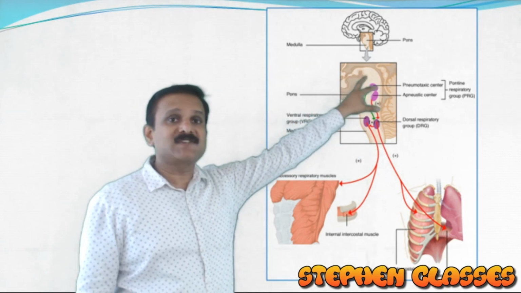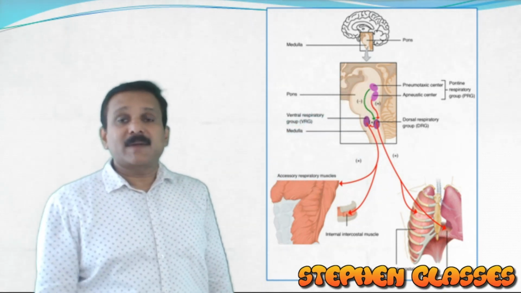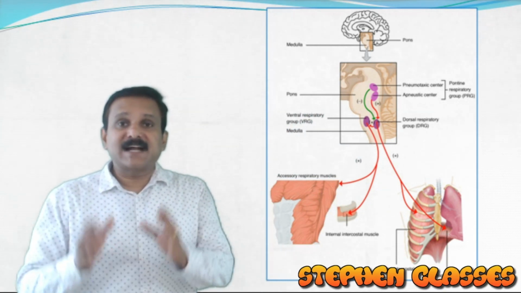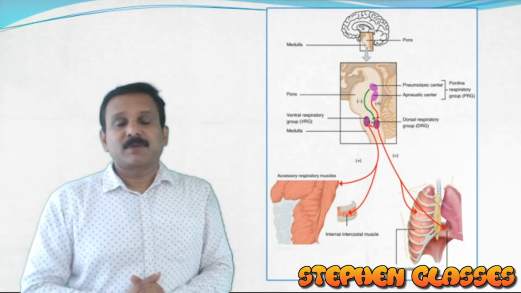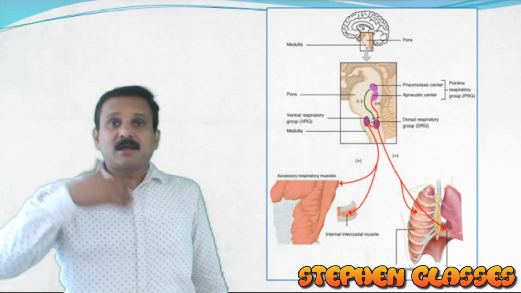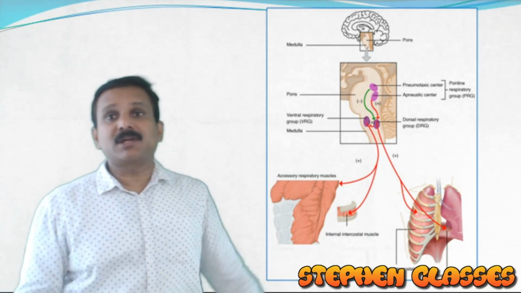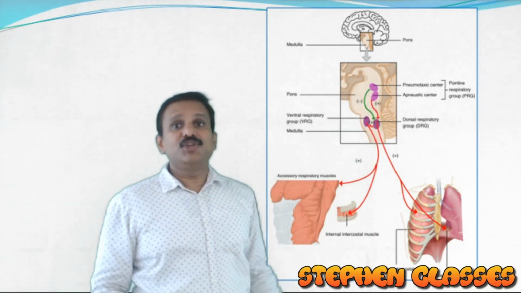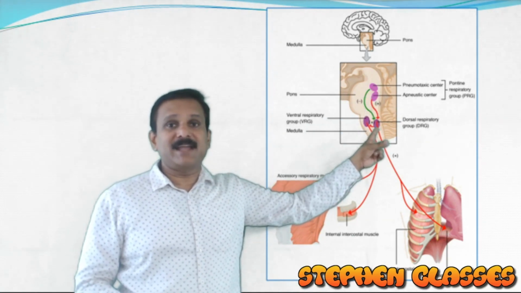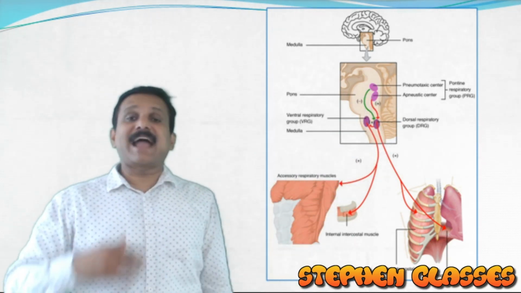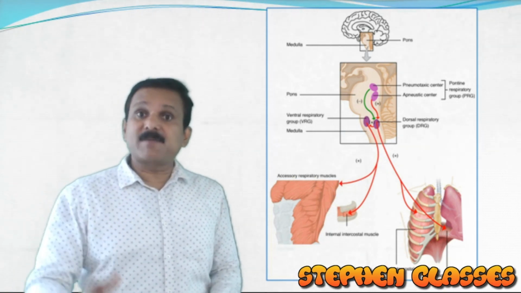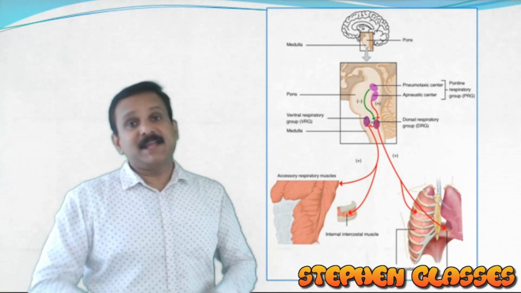What about the pons region? In the pons region, you can see the pneumotaxic center. The pneumotaxic center is concerned with the rate of respiration. Normal breathing will be controlled by the rhythm center, but when we have to increase the rate of respiration, then comes the role of the pneumotaxic center. The pneumotaxic center will control the rhythm center, thereby it can manage or increase the rate of respiration. The rate of respiration will be increased by decreasing the duration of inspiration.